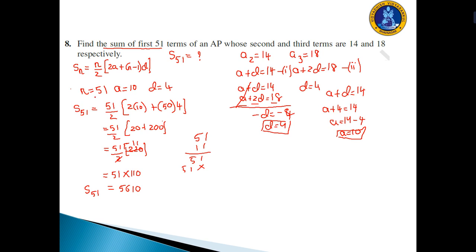Now three values at a time we have to put simultaneously, that is N is equal to 51, A is equal to 10, D is equal to 4. If we put all three values together in the equation for S51, we get the answer 5610. So it is also a good sum.